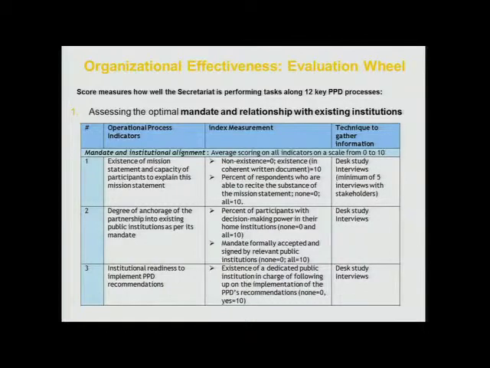So, for instance, do you have a mission statement and capacity of the participants to explain this mission statement? Well, we give a rating. If you have no mission statement, and if people cannot explain it, you give between a 0 and a 10. And the percent of respondents who are able to recite the substance of the mission statement: none is a 0, and all is a 10. And it's a desk review.